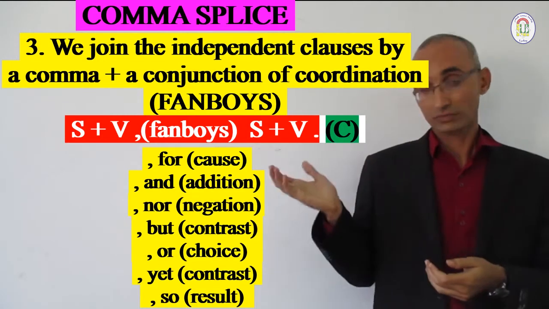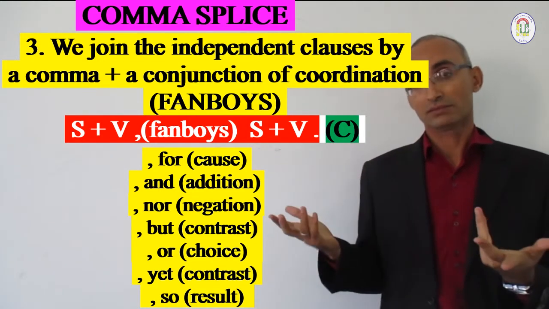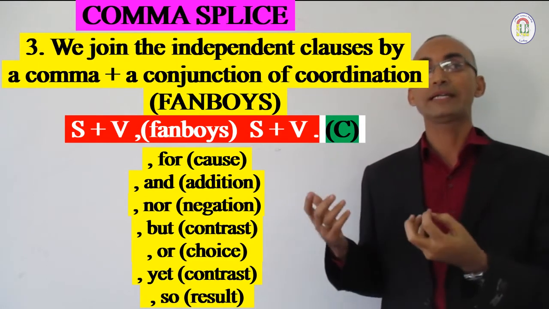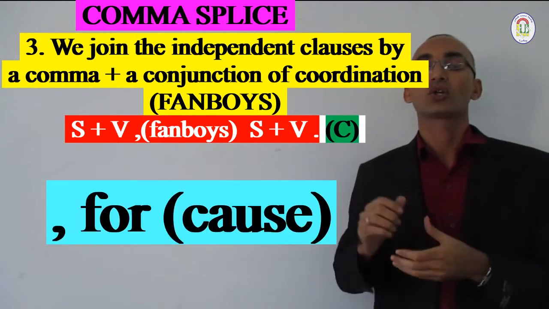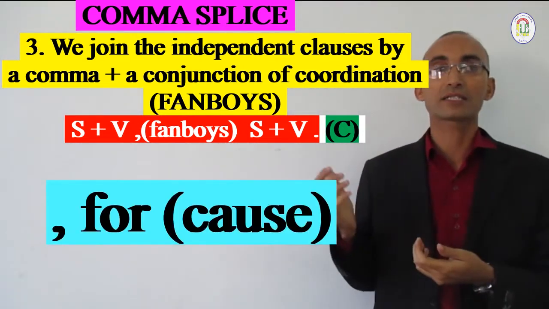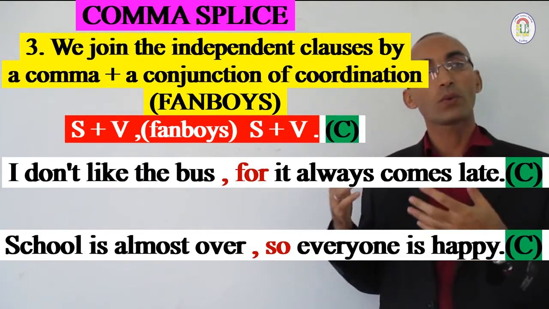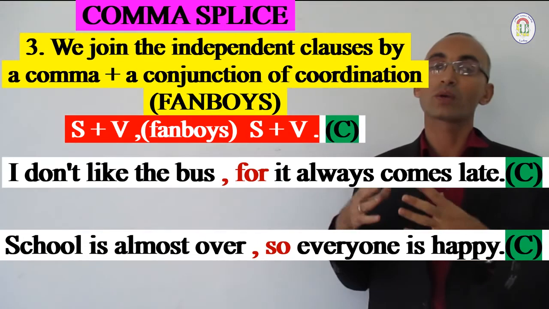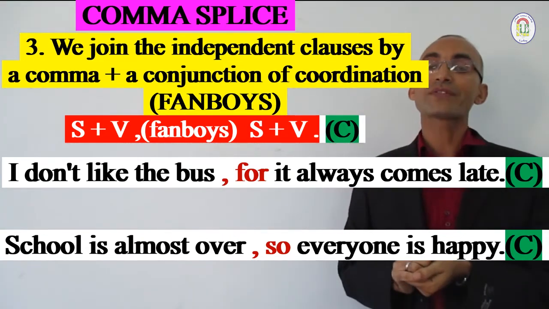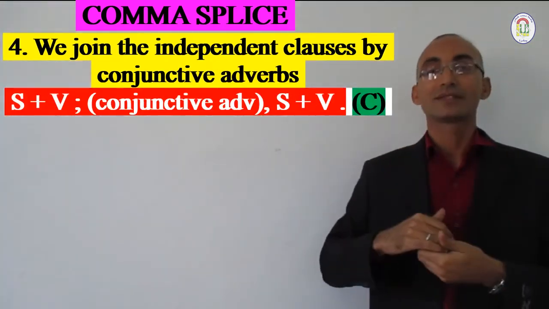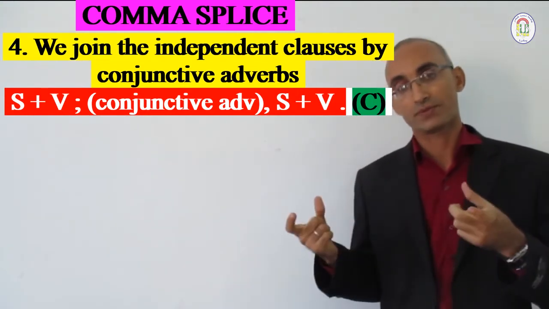So here we have: I don't like the bus. Why? It always comes late. So here we have a relation of cause. Of course, so we write: I don't like the bus, comma, for it always comes late. For it always comes late. Clear? Another way also of correction is by the use of the conjunctive adverb.